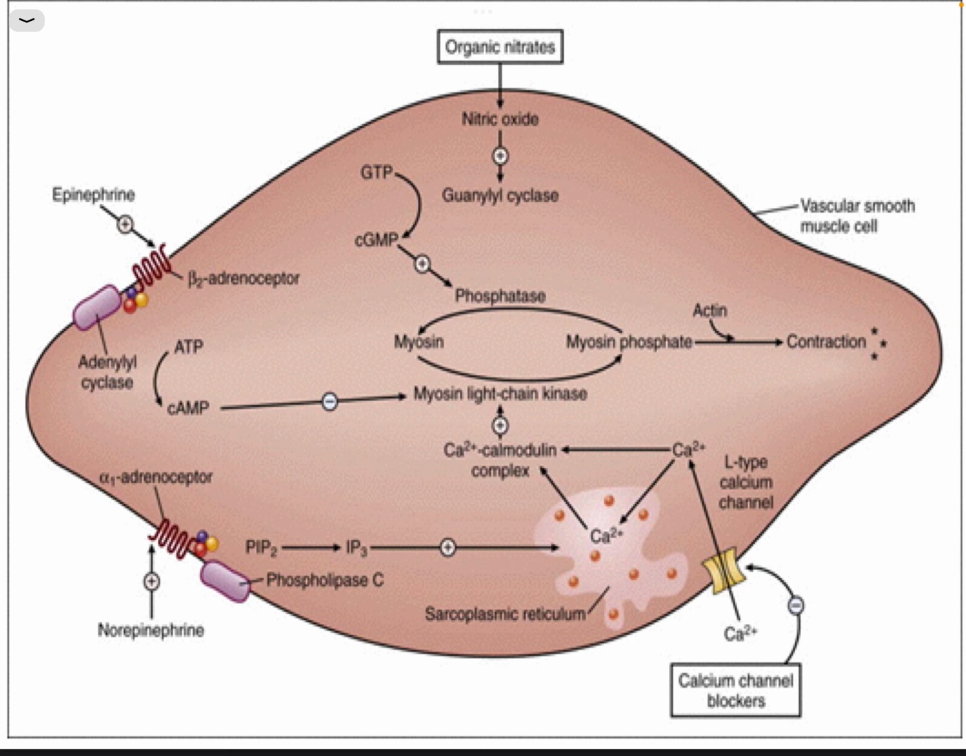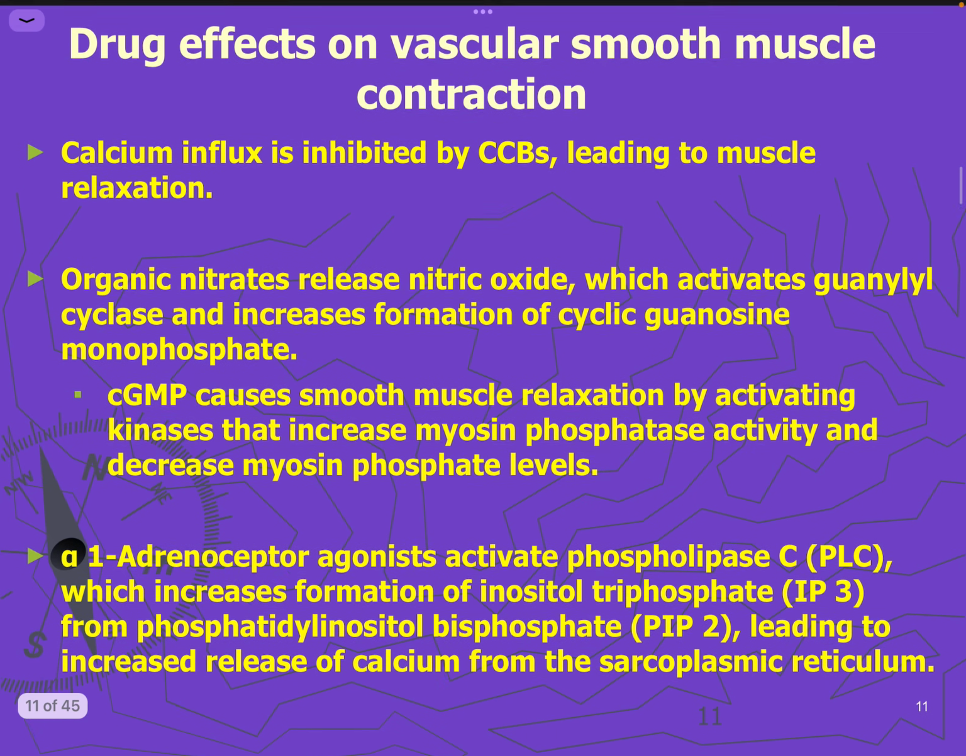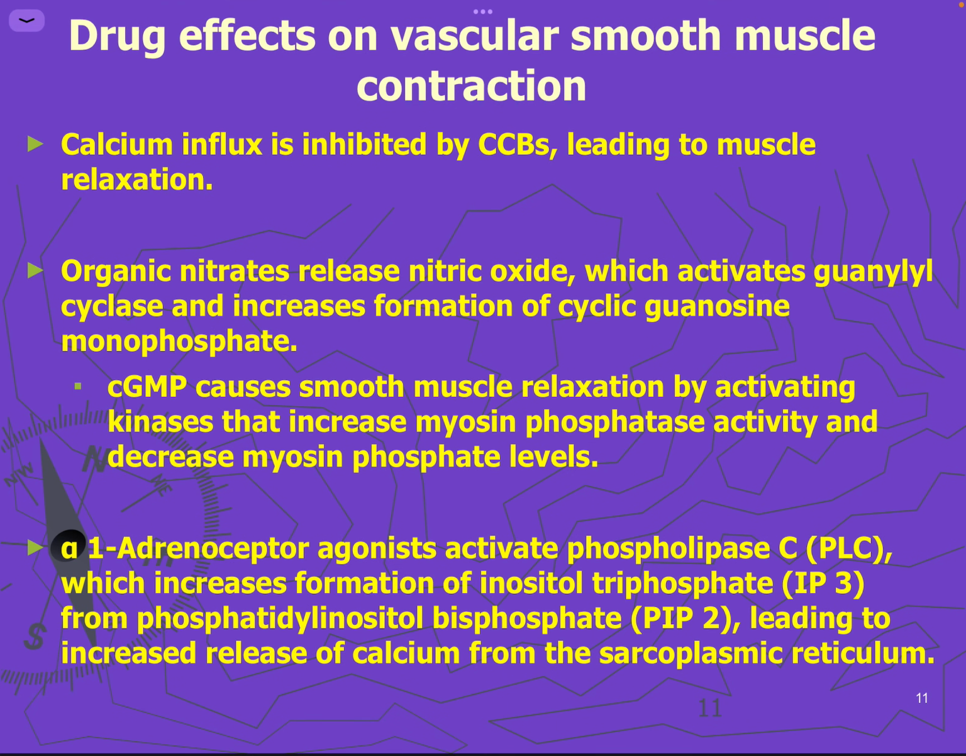So, this is summarized here. An alpha adrenoceptor agonist activates phospholipase C, which increases formation of inositol triphosphate from phosphatidylinositol biphosphate, leading to increased release of calcium from the sarcoplasmic reticulum. So all of these different receptors regulate the vascular smooth muscle in order for it to give me the beneficial effect I need in ischemia.